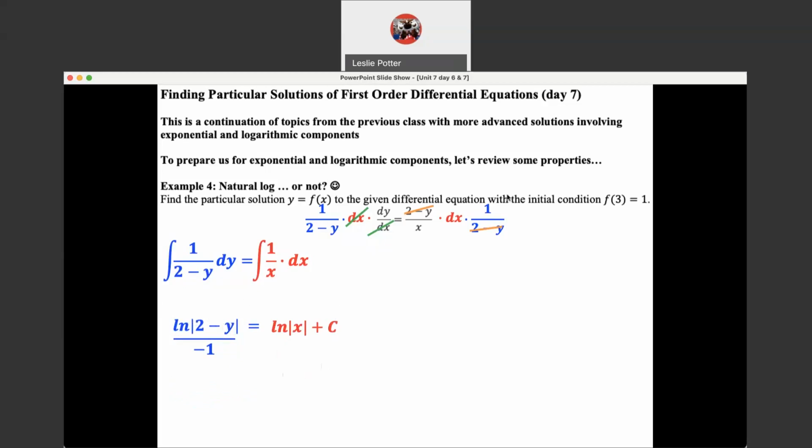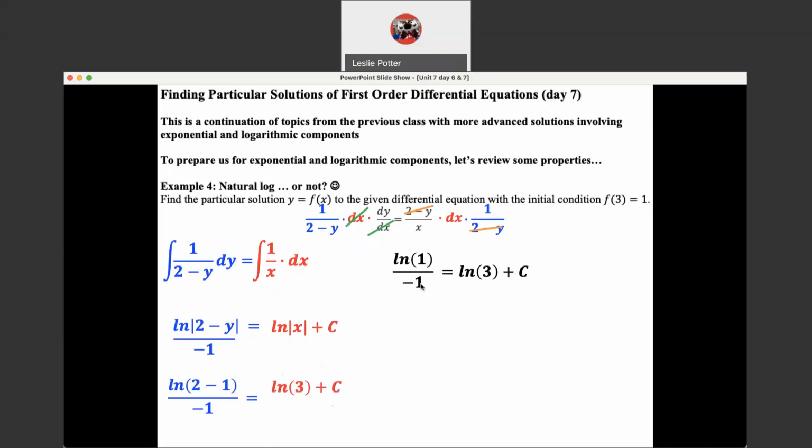Okay, so we want a particular solution. We have an initial condition. We're going to put that initial condition in right away to get C. So y is equal to 1, x is equal to 3. I put a 1 in here for y. I put a 3 in here for x. And I solve. Okay, so 2 minus 1 is 1.